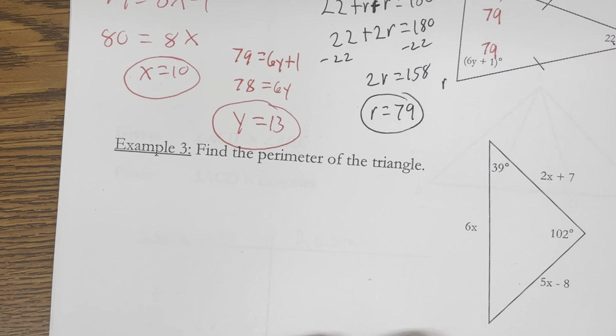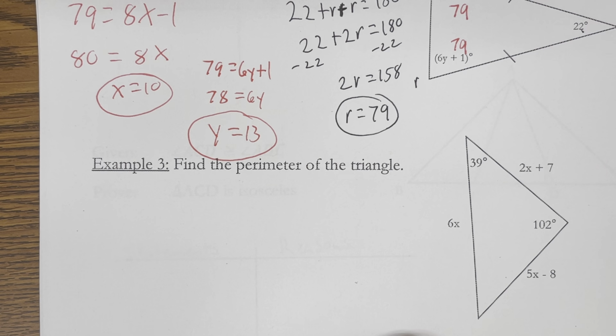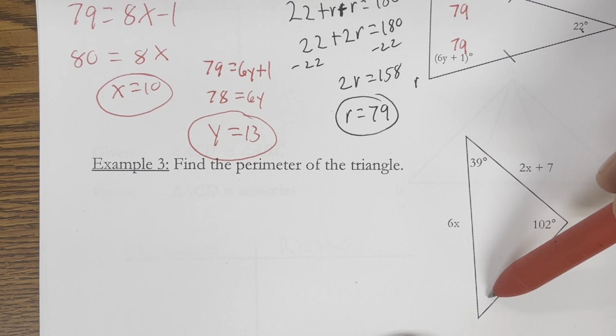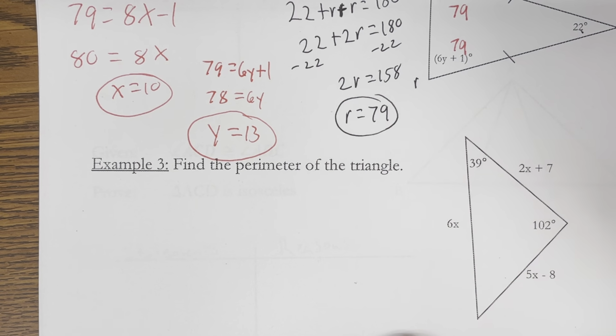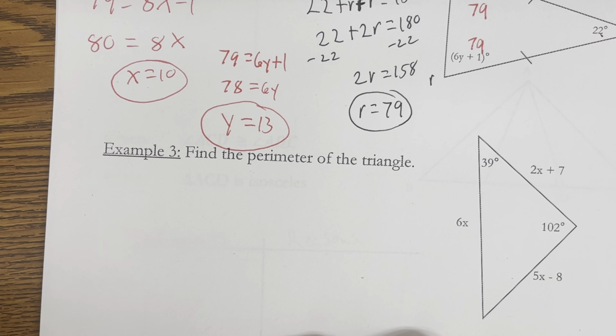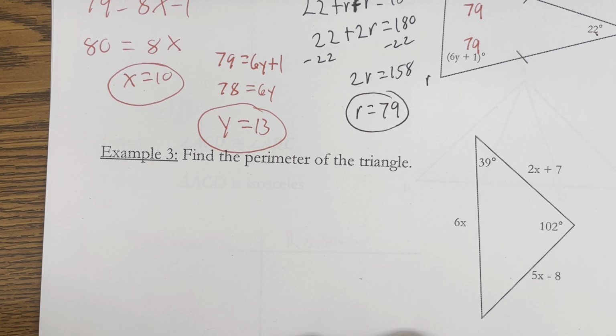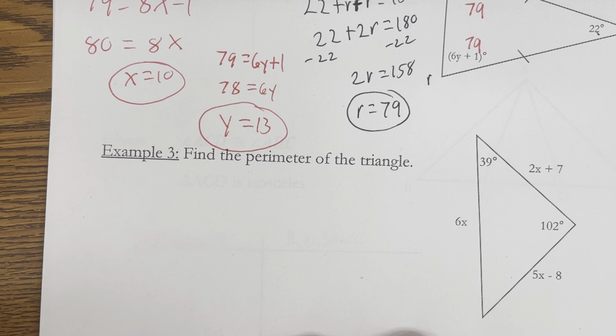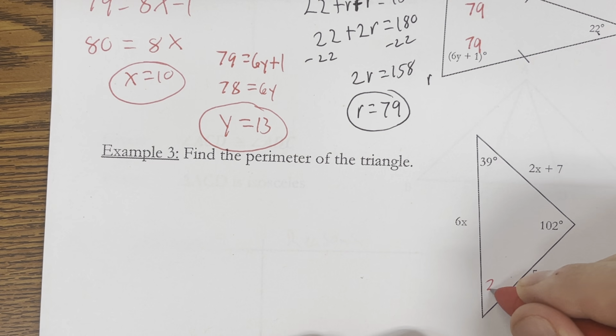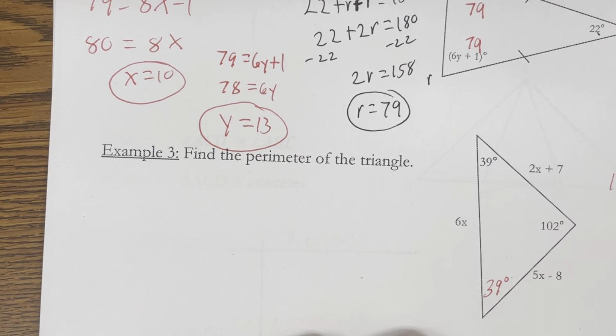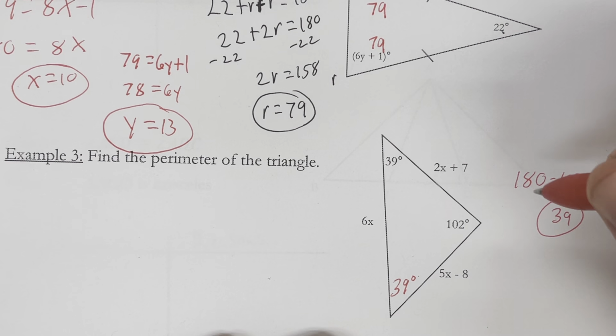So let's see here. I don't see any congruent marks. These 2 sides aren't marked, angles aren't marked, but I can find the 3rd angle. So I need to figure out what this 3rd angle is first. I'm going to take 180 minus 102 minus 39 to find the 3rd angle, and it ends up being 39 degrees. So our missing angle is 39 degrees, okay?